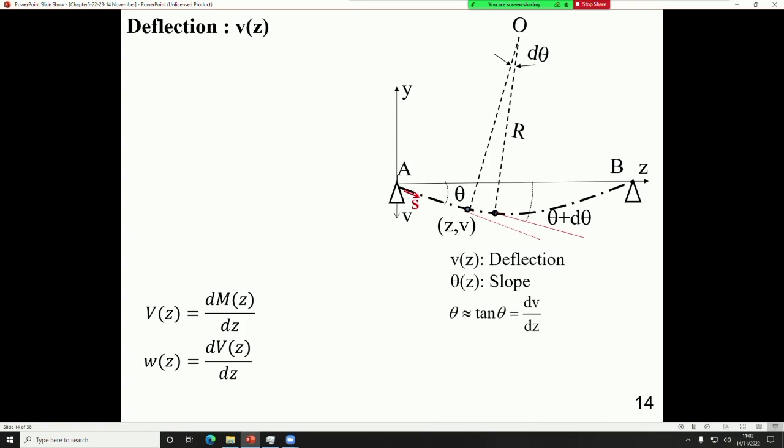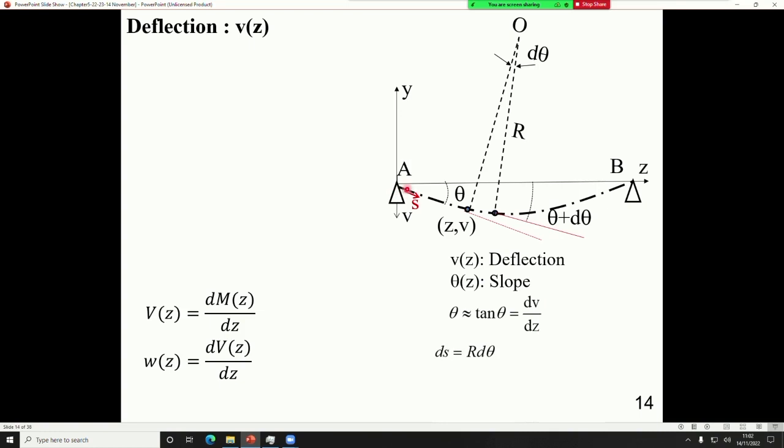Now this is a slope at each point. What is the definition of a slope? If I've got a function such as V showing the deflection distribution, the slope at that position, or the tangent of angle theta, must be equal to the derivative of the function with respect to Z. This is a definition, something you already know: the slope at any point of a function.